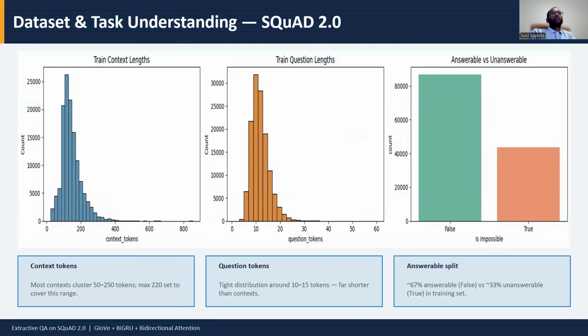Now here is the dataset and task understanding. Looking into the data, we can clearly see that context passages are 50 to 250 tokens long, so I set the max to 220. The questions are much shorter, around 10 to 15 tokens. About 67% of training examples are answerable and 33% are unanswerable. This imbalance means the model sees more answerable examples, which is part of why it over-answers unanswerable questions.